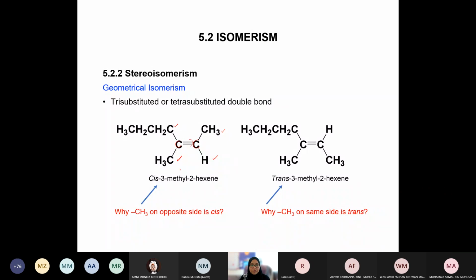So this molecule has geometrical isomerism. To assign cis and trans, you cannot just go simply based on this one. You will base it on, okay, check the same ones: CH3, CH3.